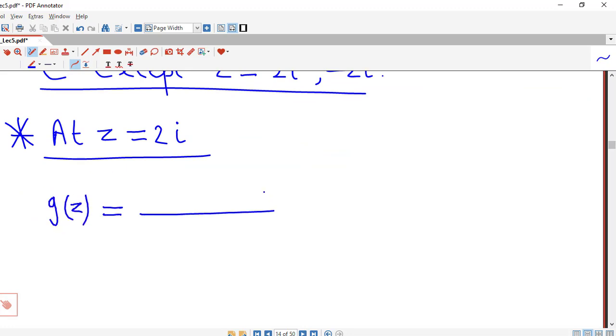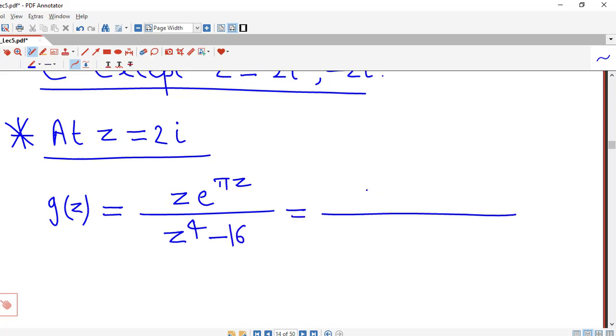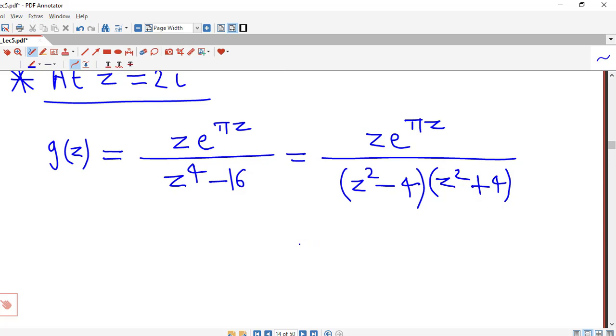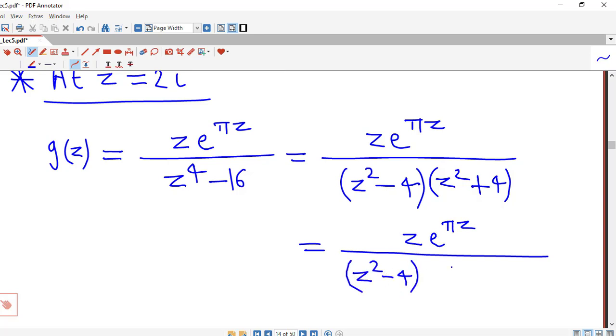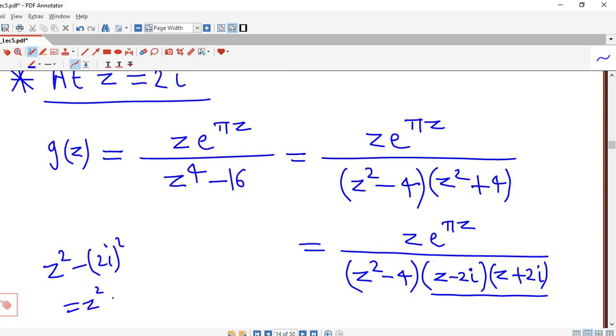For that first we write our function z e raised to pi z over z raised to 4 minus 16. This I can rewrite as z e raised to pi z over z square minus 4 into z square plus 4. Now we are interested in this singularity at z equal to 2i. So for that I keep all these things as it is, and I rewrite z square plus 4 as z minus 2i times z plus 2i. If you multiply these two, you will have z square minus 2i square, that is nothing but z square minus 4i square, and because i square is minus 1, we have z square plus 4. So z square plus 4 is rewritten as product of two linear factors z minus 2i and z plus 2i.